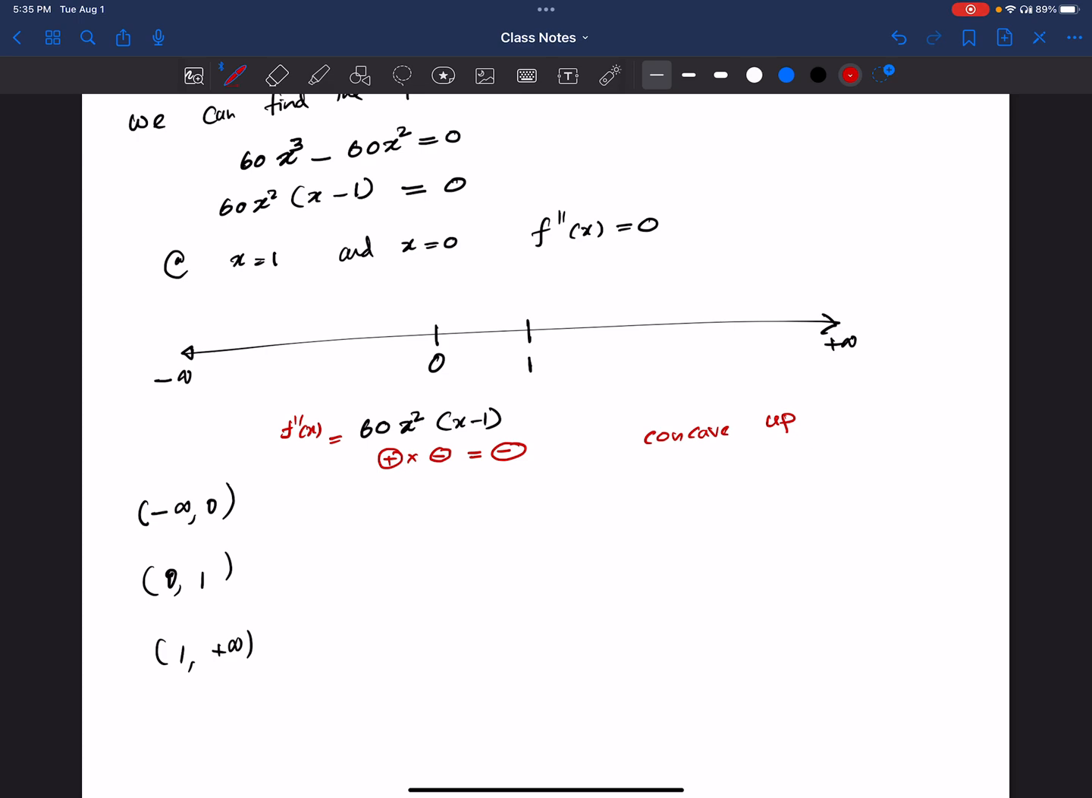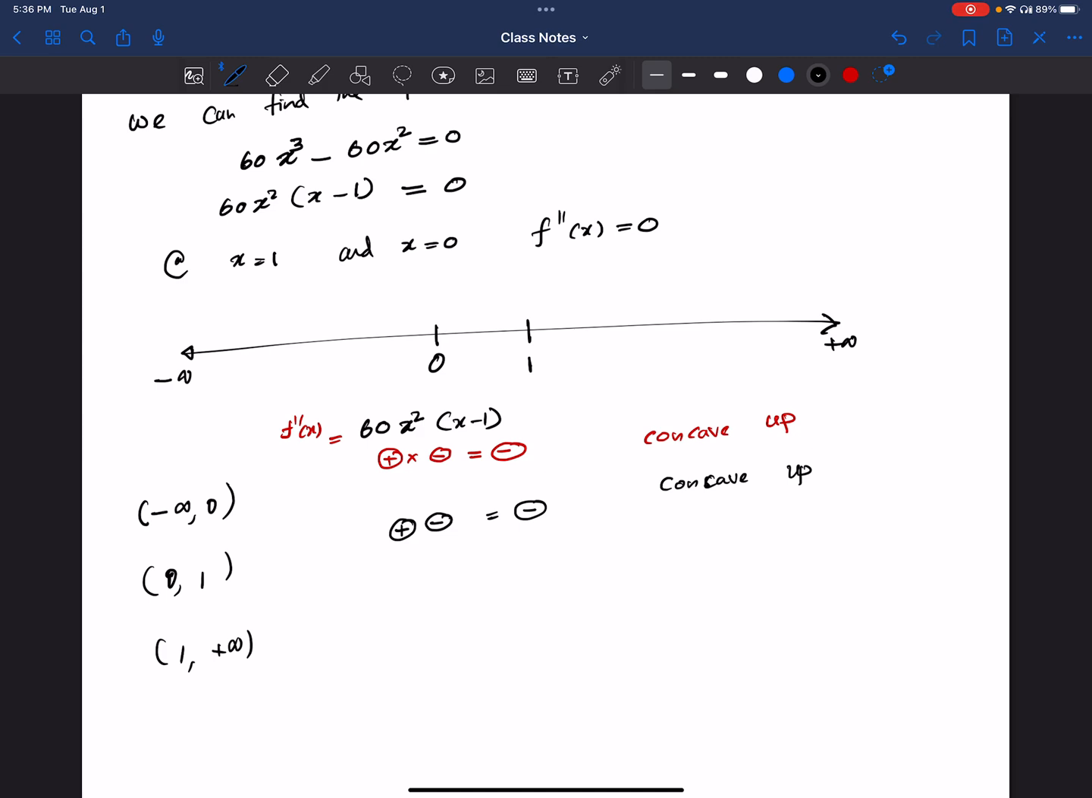And then the second case is 0 to 1. Let's put 0.5. If you consider the first term right here, it's x squared, it's positive. And the second term, 0.5 minus 1, is going to be minus 0.5, that is negative. So you have a negative case here. So that means concave up. Okay, now we have concave up and then concave up.